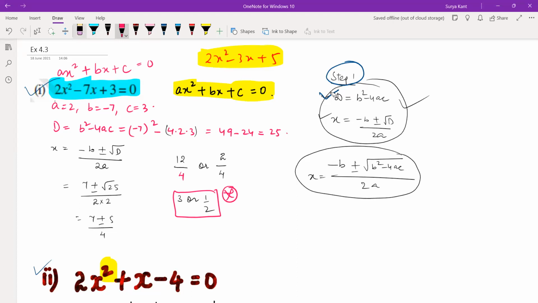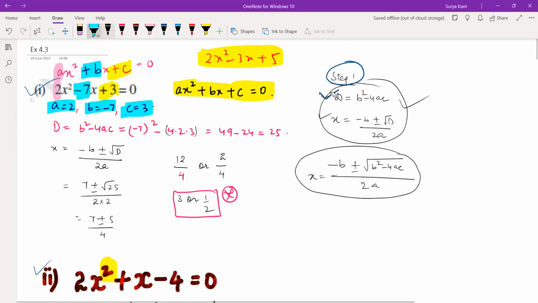So if you see here, what will you get for a? A is equal to 2, right? If you are comparing, we got a is equal to 2. In place of b, what is there? Minus 7. In place of c, we have 3. So right now we got a is equal to 2, b is equal to minus 7, c is equal to 3. Clear? After this, you may solve by splitting the middle term, not a problem.